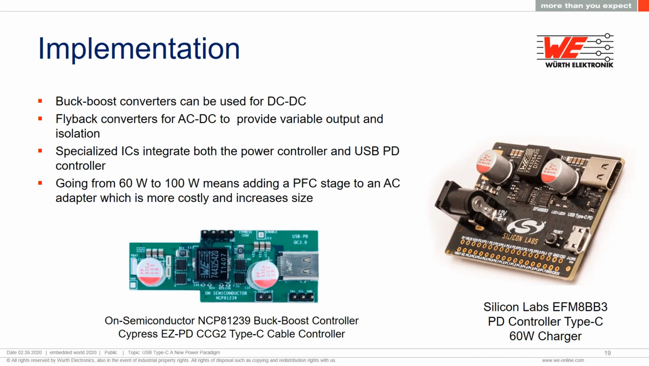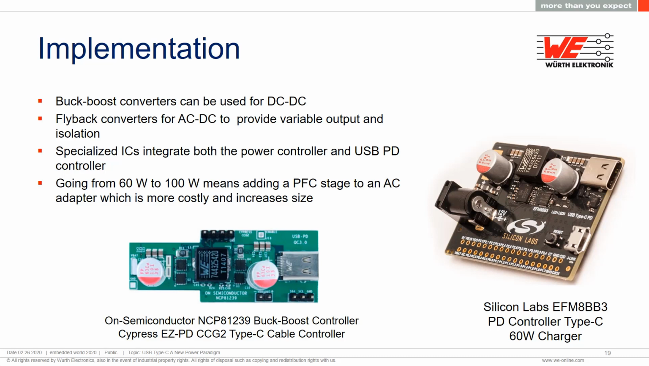There are a couple of ways to do implementation. If the source is already DC, then a buck or a buck boost converter can be used depending on the input voltage level. There are many examples, two are shown here. If the source is offline AC, then flyback converters provide the variable output and the isolation that's required. There are many specialized ICs available to do the control for the power regulation and also combine the power delivery function with the appropriate feedback to the converter portion.